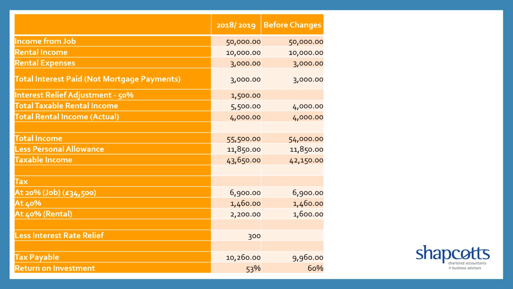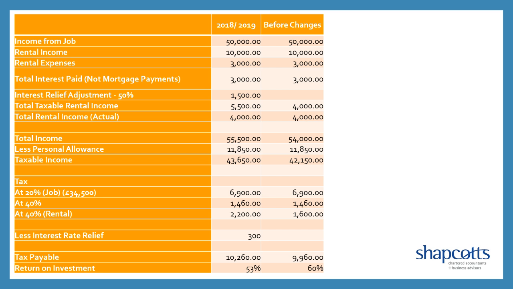Under the new method, however, we have to add back this interest relief adjustment. So our income's gone up to 55.5. Take off our personal allowance. So we've again got increased taxable income. But on this occasion, before we'd have got 40% tax relief on that interest that we had paid. But now it gets taxed at 40%, and that tax credit we're getting is still only at the 20%. So in this case, our tax payable has increased up to 10,260. So it's increased by arguably £300.